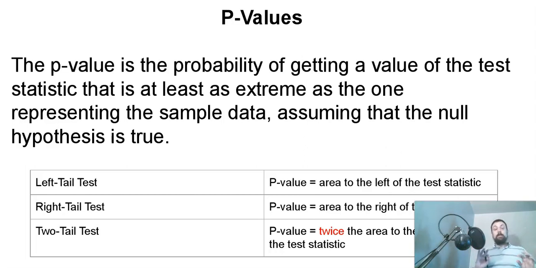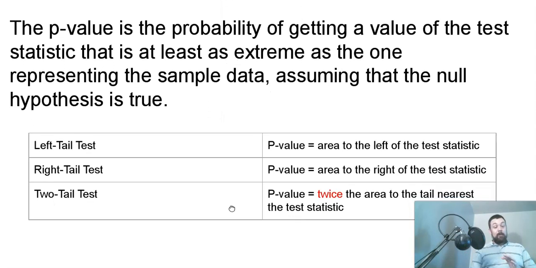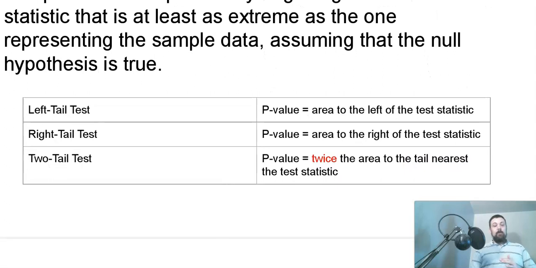For a two-tail test, you want to find the area to the closest tail. So if the test statistic is closer to the left tail, find the area to the left. If it's closer to the right tail, find the area to the right. But then you double the area that you get. This is the one detail a lot of students mess up on. So the p-value is twice the area to the tail nearest the test statistic.